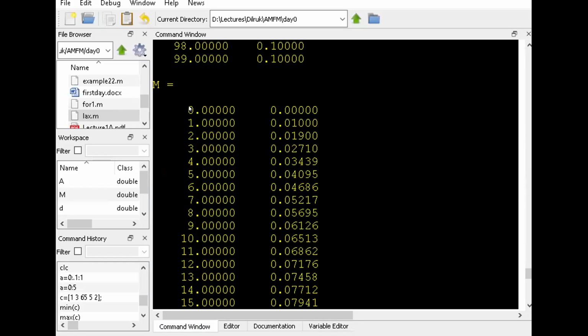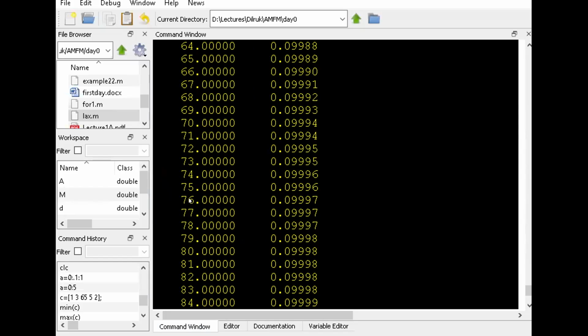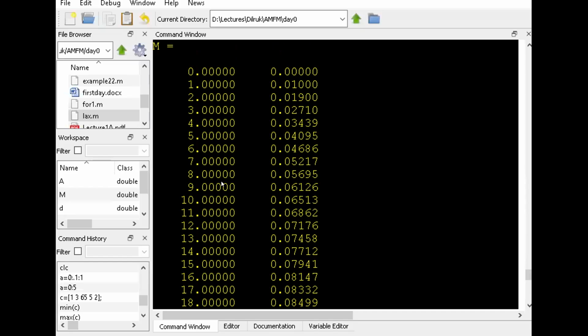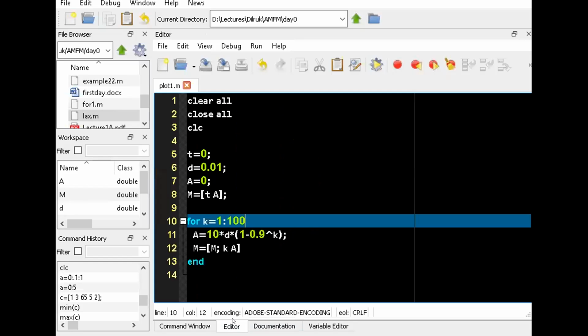The time is 0, the amount is 0. After 1 hour, you have this much in the bloodstream. After 2 hours, you have this amount of drug, and so on. Now we have to plot this matrix. This is your independent variable, the discretization of the independent variable, and this is the dependent. All right, let's plot this.